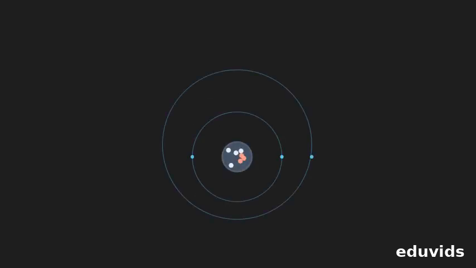Every atom, the smallest unit of an element, is made of even smaller parts called subatomic particles. There are three main types of these particles: protons, neutrons, and electrons. First, let's talk about protons, which carry a positive electric charge. Protons are located in the atom's dense center called the nucleus. They are relatively heavy, much more massive than electrons.